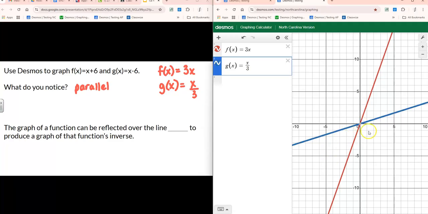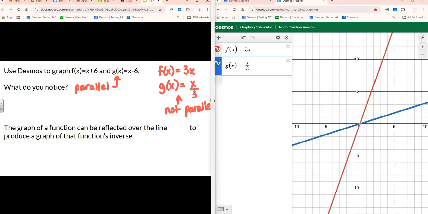Now are those parallel? They are not. These are parallel. These are not parallel. Being parallel or not parallel is not going to have anything to do with whether or not they're inverses. So it's a key feature, but it doesn't have anything to do with if these are inverses.